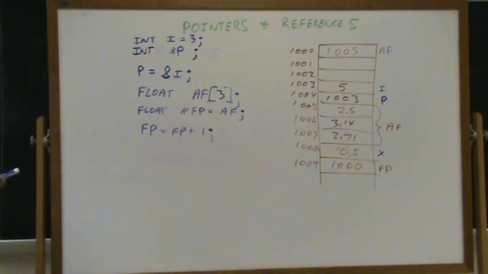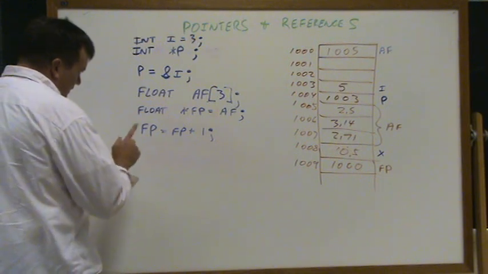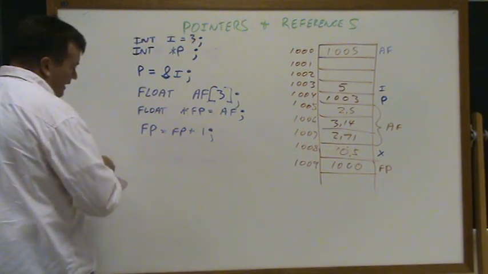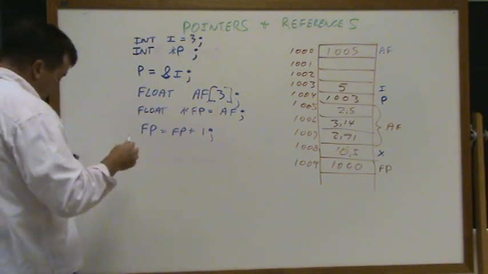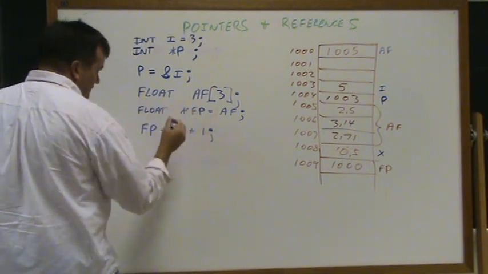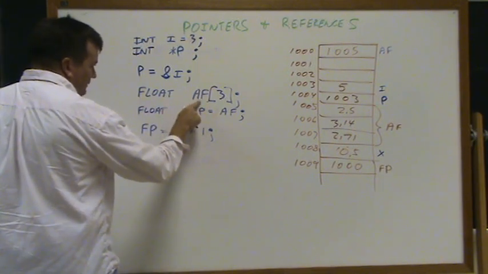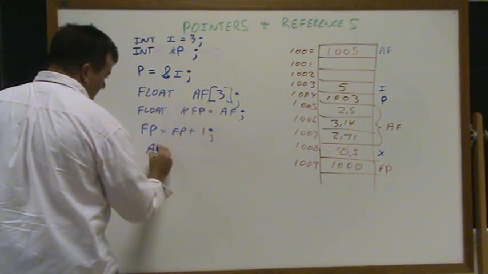So one more thing was, we can add 1 to this pointer. Now the question is, if you were designing the language, would you allow this? This is the actual name of the array. Would you allow this to happen?